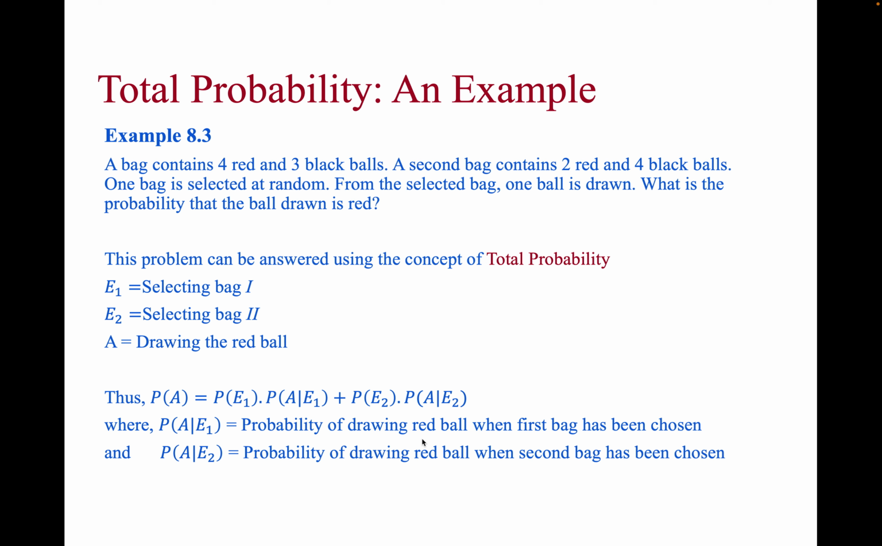Oh, there are two bags. We did sums with one bag in 10th, I guess. Yes, I did. The problem can be answered by using the concept of total probability. E1 equals selecting bag 1, E2 equals selecting bag 2. A equals drawing the red ball. Thus, P(A) equals the probability of selecting bag 1 times the probability of selecting a red ball from bag 1, plus the probability of selecting bag 2 times the probability of drawing a red ball from bag 2, where the probability of drawing a red ball from bag 1 equals first choosing it.